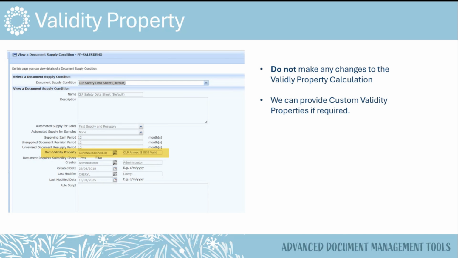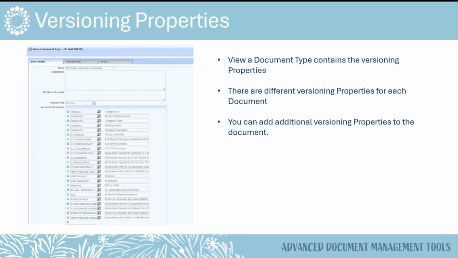Okay, and if you want to actually have a look at the property, just navigate to viewer property, input the property. For the CLP SDS, it's the CLP and 2 SDS valid. Select the calculation tab, and you can see the calculation refers to the state of the item, if it's a liquid or solid, and additionally its flammability. So it's pointing towards a flash point and recommended use. So please do not make any changes to the existing validity properties because it will just cause your documents not to print. So we don't advise you to make any changes to those. Okay, so we've looked at validity property.